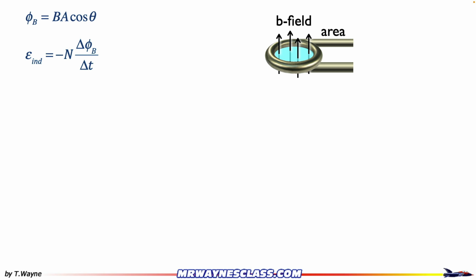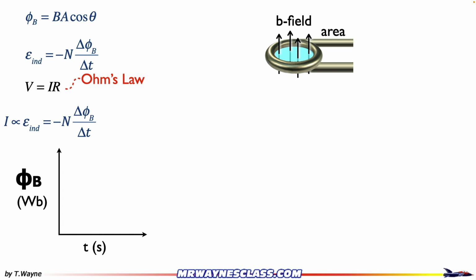Then I have this induced EMF, which is a voltage, and that's equal to the negative of the number of coils times the change in flux over time. Recall that Ohm's law is V equals IR, and the induced voltage, or the induced EMF, is the V in V equals IR. What that means is because the coil's resistance isn't going to change, the current is proportional to the induced voltage, which means that current is proportional to the number of turns times the change in flux over time.